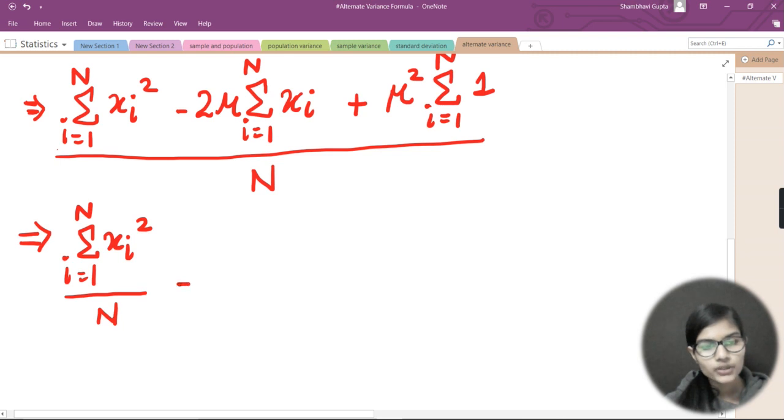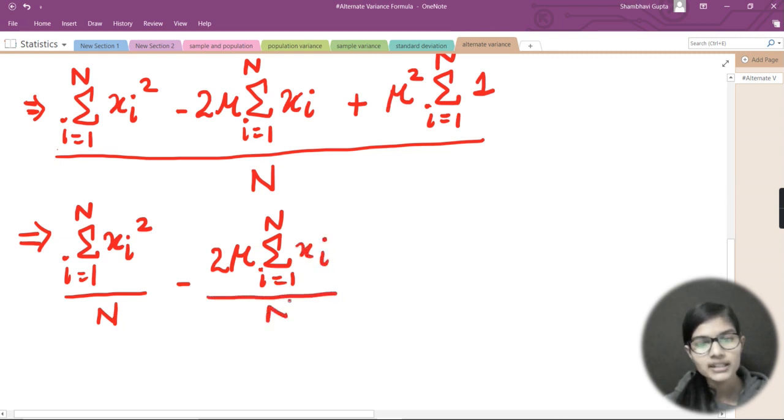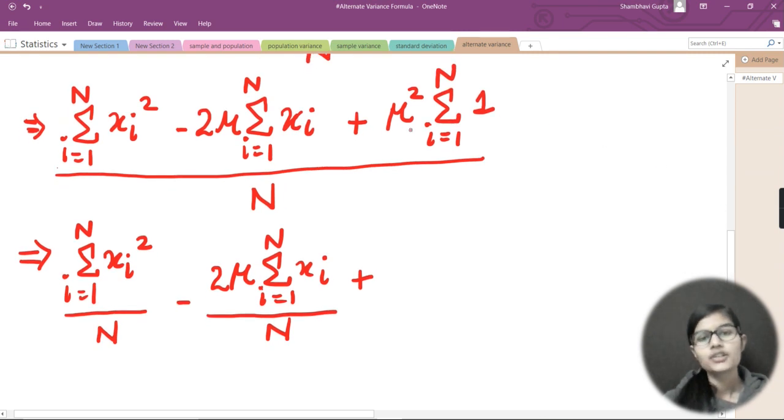Then again I'm going to put the minus sign, and then write 2 mu, then sigma i equals 1 to capital N, again xi, and I'm going to divide this by capital N separately. Now the third step: here I need to do a little simplification, right? Here I have used mu square, and after that I put the summation sign i equals 1 to n, and here I have written 1. So this must be equal to n, that is n is the total number of the population.